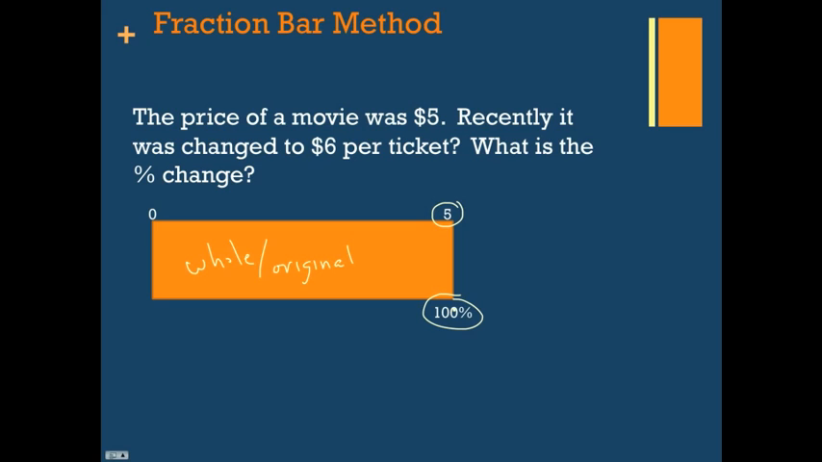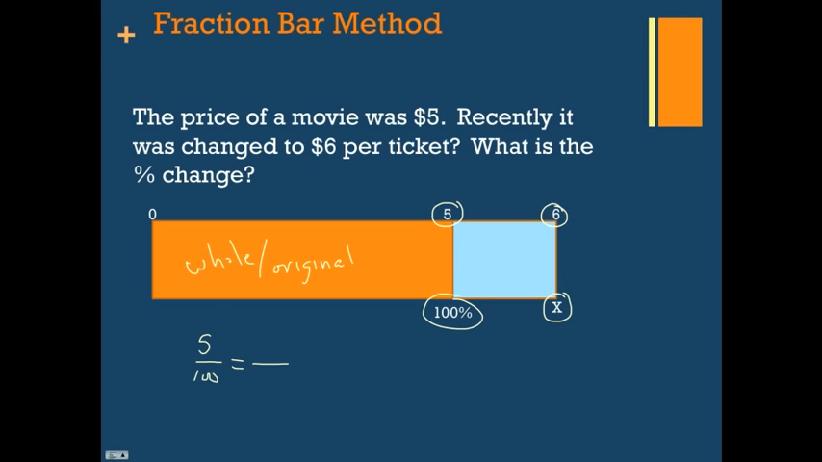Then we will look at the new price. When the price changes, it changes to $6 per ticket, so it's going up. So we'll add on to our bar. Now our price is $6 and we'll try to figure out what that new percentage is. Now in order to do this, we'll use this to set up a proportion. We'll take our two amounts. We have 5 and 100. That'll be our first side. And then 6 over x will be our second. Now notice we just took them straight from the bar, just the way they are. And then we'll use our algebra to solve this.